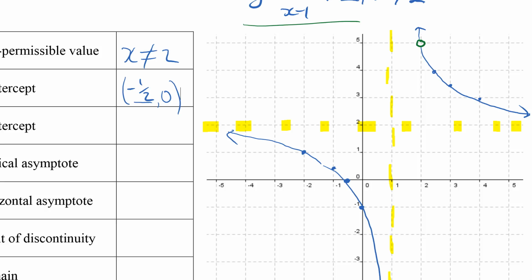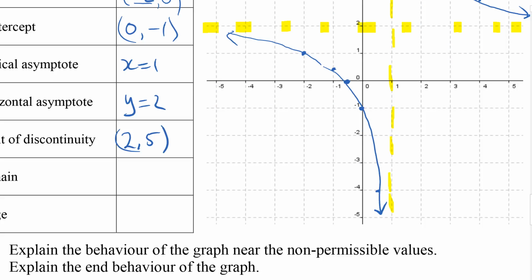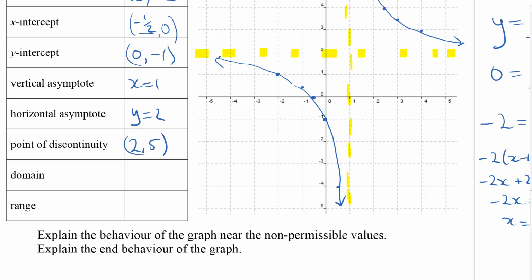To figure out my y-intercept, it's a little bit easier because it was a negative 1. So in this case, my x is 0 and my y is equal to negative 1. My vertical asymptote is at x equals 1. My horizontal asymptote is at y equals 2. The point of discontinuity, that is the same thing as saying the hole, is at (2, 5). And what else do we have left here? We have the domain and the range. I'll just keep it simple. I'll say that x cannot be equal to 2 and y cannot be equal to 5. Otherwise, it's all real values.